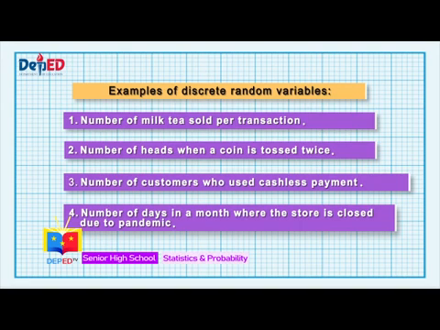Remember, random variables can either be discrete or continuous. Hope everything is clear with discrete random variables. This time, let's talk about continuous random variables.